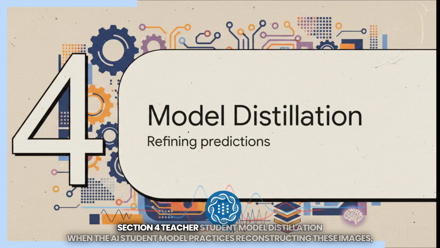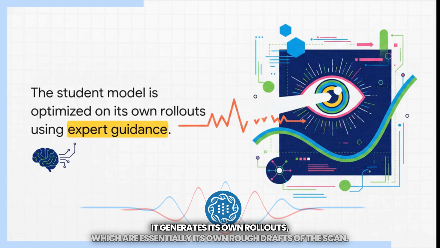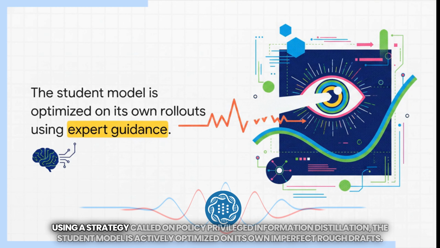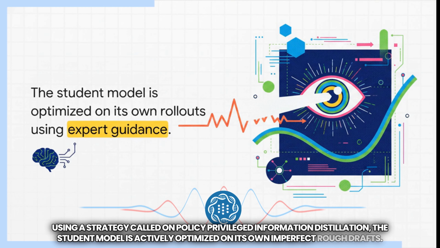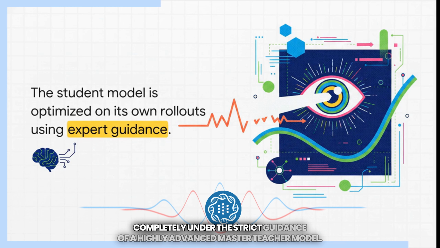Section 4, Teacher-Student Model Distillation. When the AI student model practices reconstructing these images, it generates its own rollouts, which are essentially its own rough drafts of the scan. Using a strategy called on-policy privileged information distillation, the student model is actively optimized on its own imperfect rough drafts. It learns exactly how to identify and correct its own mistakes in real time, completely under the strict guidance of a highly advanced master-teacher model.